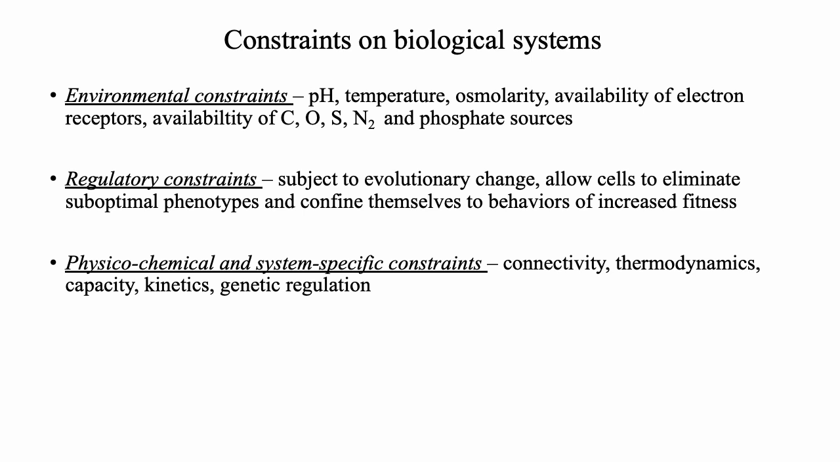Okay, so constraints on biological systems. There are different kinds of constraints. They could be environmental constraints, such as pH, temperature, osmolarity, availability of electron receptors, and availability of carbon, oxygen, sulfur, nitrogen, and phosphate sources. There could be regulatory constraints, which are subject to evolutionary change, allowing cells to eliminate suboptimal phenotypes and confine themselves to behaviors of increased fitness. There could be physicochemical and system-specific constraints as well, in the form of connectivity, thermodynamics, capacity, kinetics, and genetic regulation.